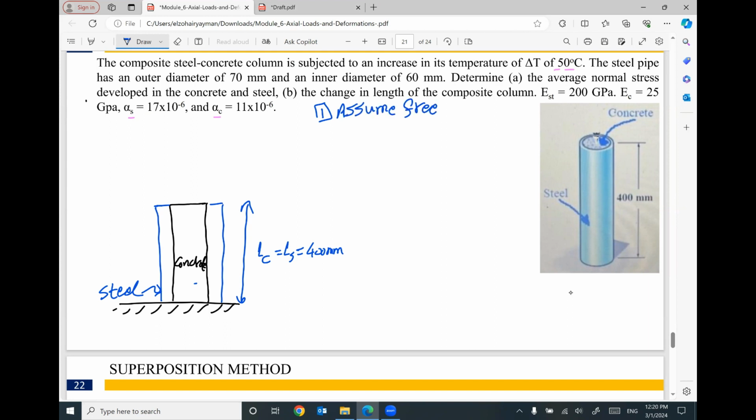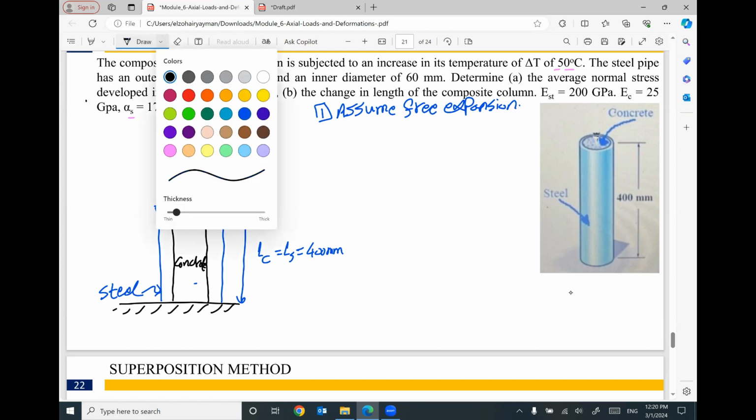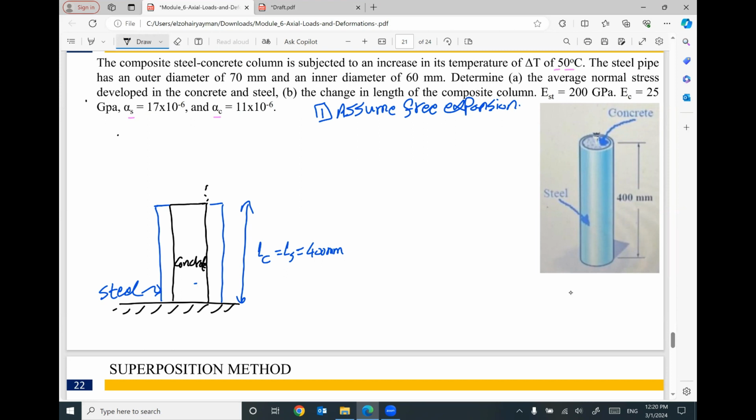So the first step, I will assume free expansion for the two materials. Each material expands alone freely. So the concrete will expand a little bit by delta concrete. This delta concrete equal alpha concrete delta T length of concrete. Alpha concrete is given, 11 times 10 to the power negative 6, times change of temperature 50, times length of concrete 400 millimeter.